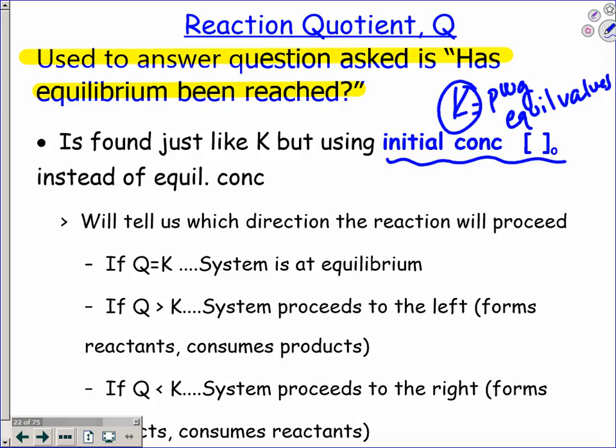So the question that would prompt you to find Q is this question up here. Is this reaction at equilibrium? Has equilibrium been reached? Has equilibrium been achieved? So that's your prompt. That's you saying, okay, find Q. So you go find Q and compare to K. And the comparisons are down here.